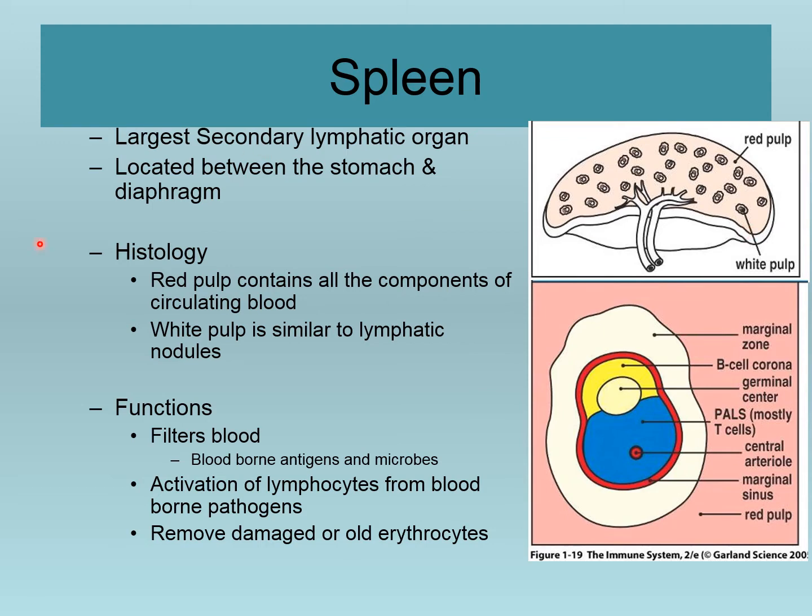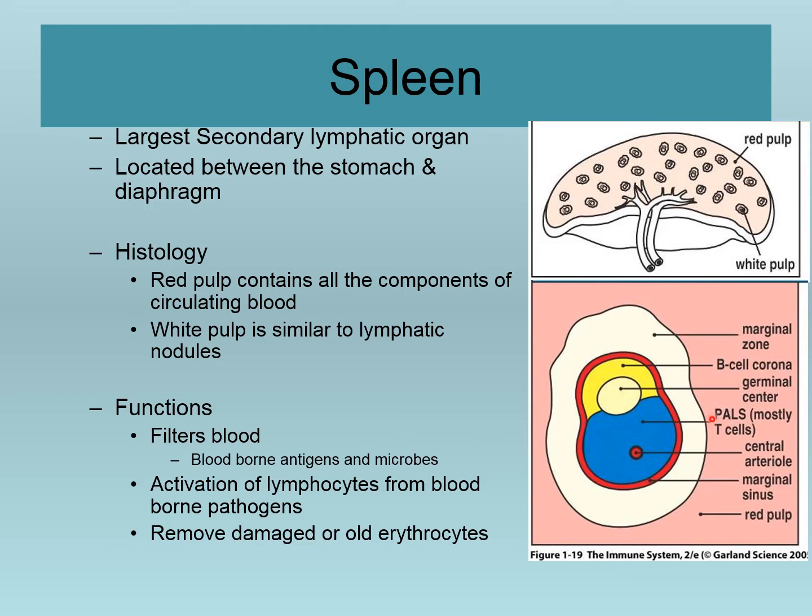Unlike the lymph nodes, which are specialized to trap localized antigen from regional tissue space, the spleen is adapted to filter blood and trap blood-borne antigens, and thus can respond to systemic infection. Its primary function is to filter blood and blood-borne antigens and microbes, and it is the site for activation of lymphocytes to the blood-borne pathogens.